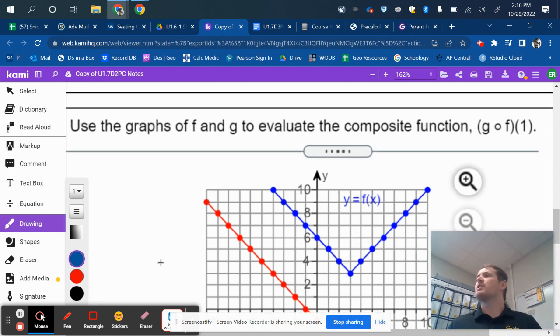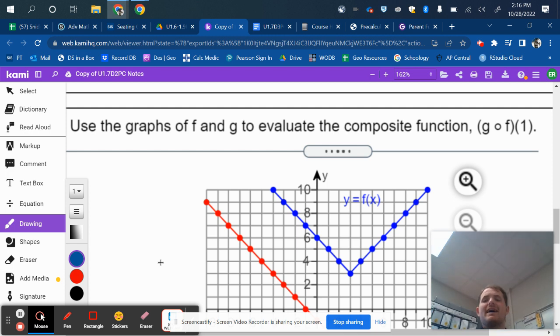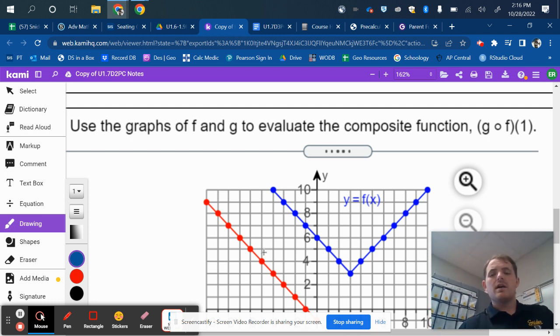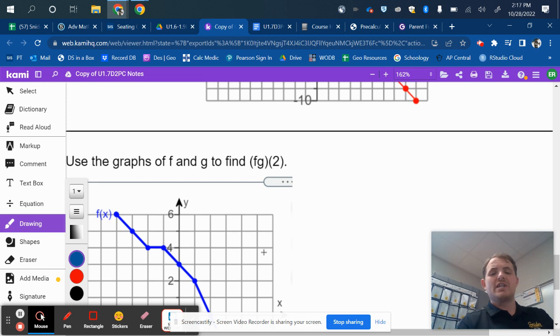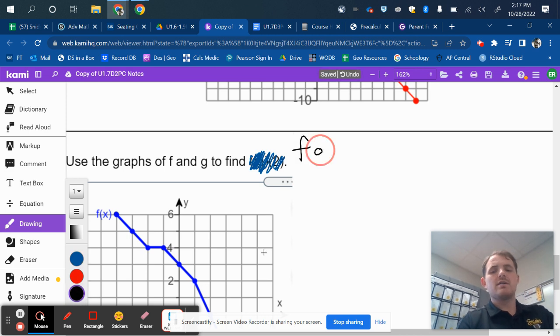You have a graph now. You're not actually working with a function like the algebra part. Now you're just plugging it into the graph. I want you to try both of these. That says G of F of 1. And this says F G of 2. I want you to change that to F of G of 2. Okay? Change that to F of G of 2.